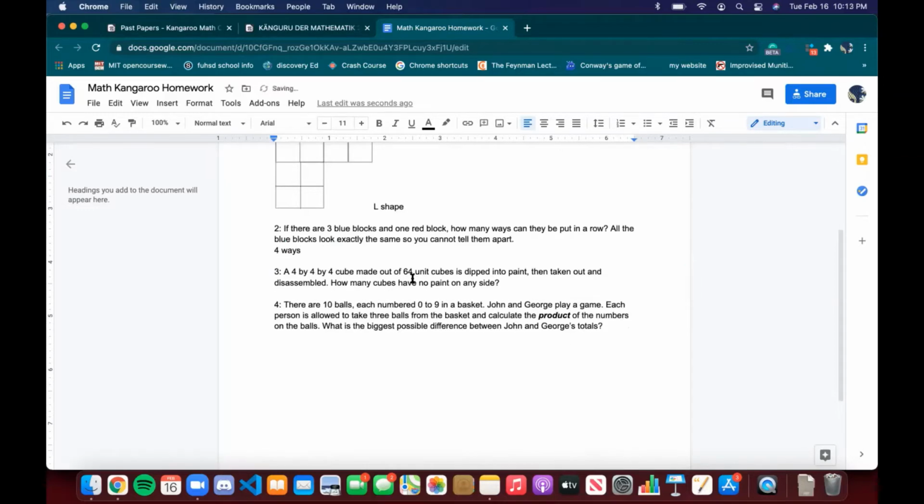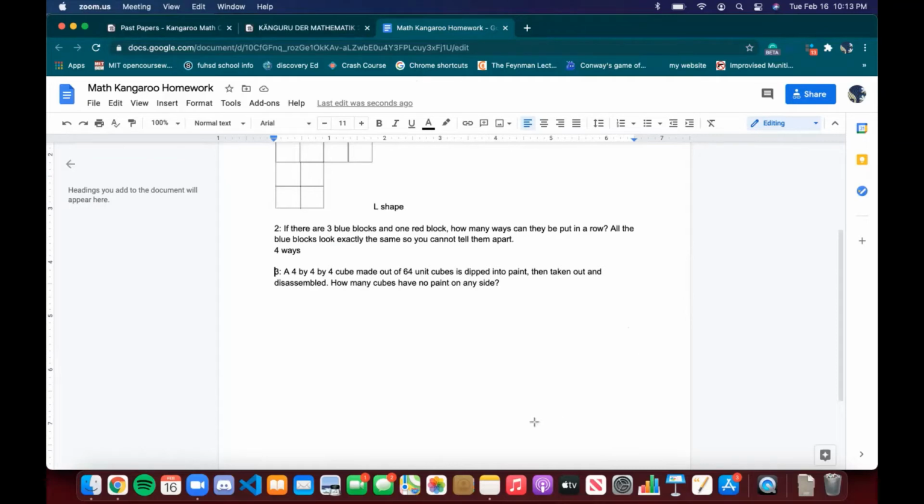Alright. So problem 3, there is a 4x4x4 cube made out of 64 unit cubes and is dipped into paint, then taken out and disassembled. How many cubes have no paint on any side? Okay, so let's make another drawing for this one. Let's first cover up the 4th problem. So we have a 4x4x4 cube.